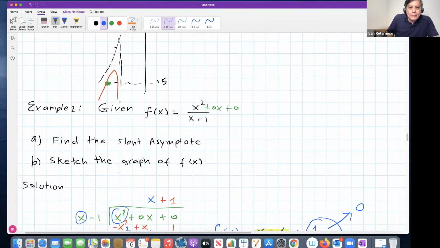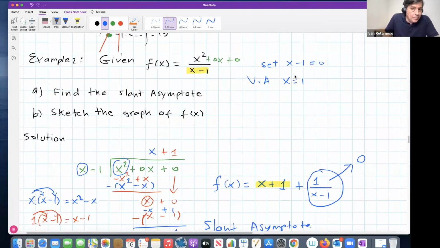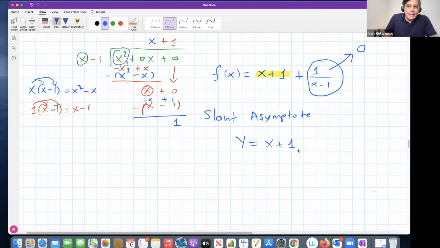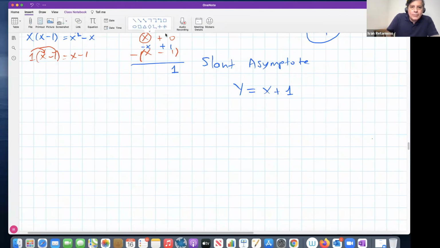But also we have the vertical asymptote from here. The vertical asymptote is just x equals 1, once you set this equal to 0. So vertical asymptote x equals 1. Once you set x minus 1 equal to 0, this is what you get. Vertical asymptote x equals 1, slant asymptote y equals x plus 1. You set that on your XY coordinate system, and this should help you to graph, just like this.